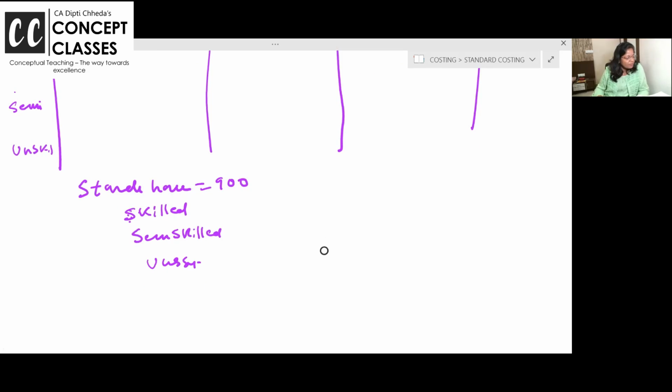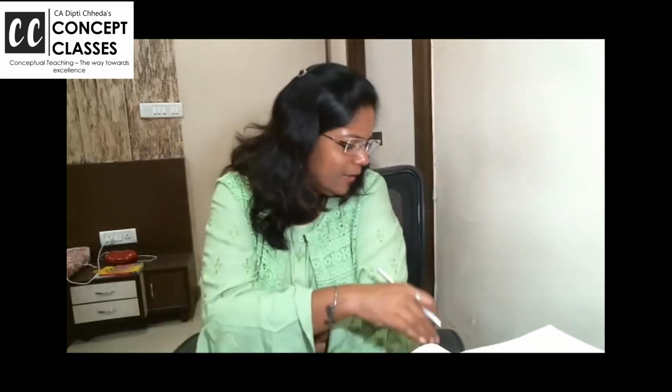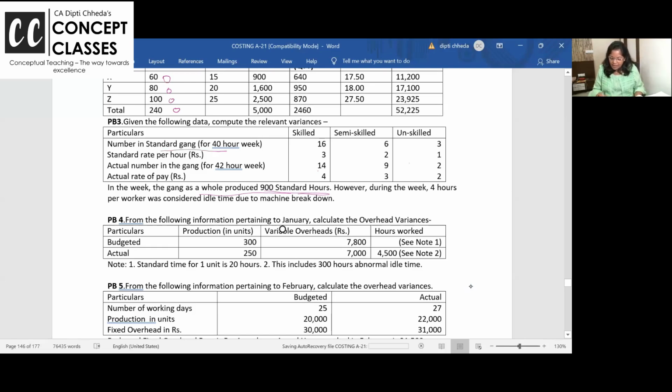Number in standard gang. How many workers are there in the standard gang? One minute, I want to show you because I understand picking up the data is going to be a problem here. So you read. Standard gang is 16 workers, 6 workers and 3 workers. And standard rate. Actual workers are given for 42 hours a week. So standard is not for 40 hours.